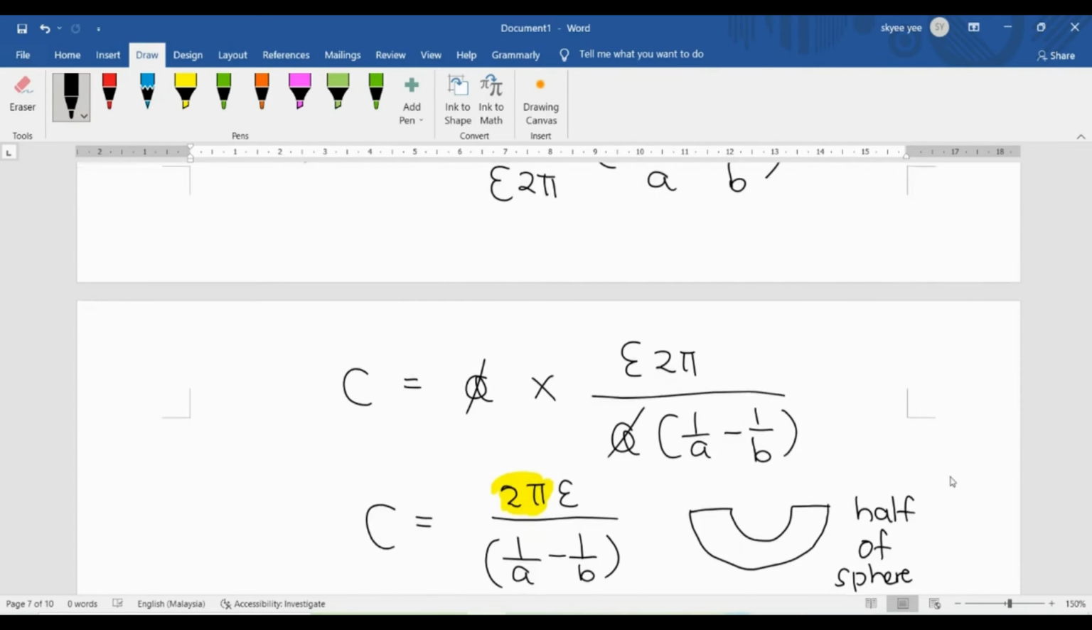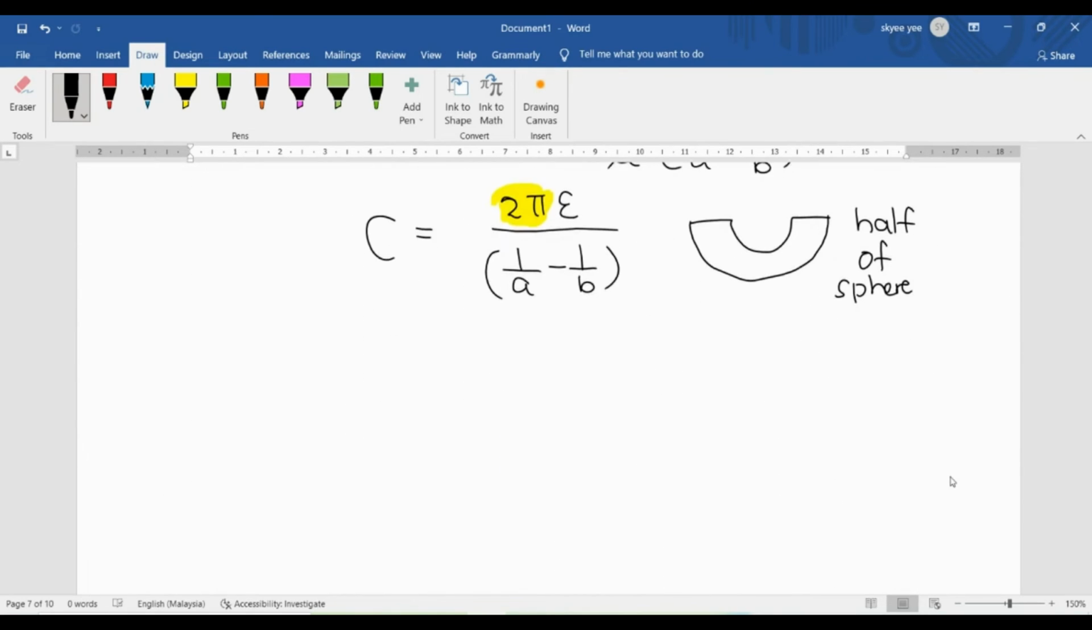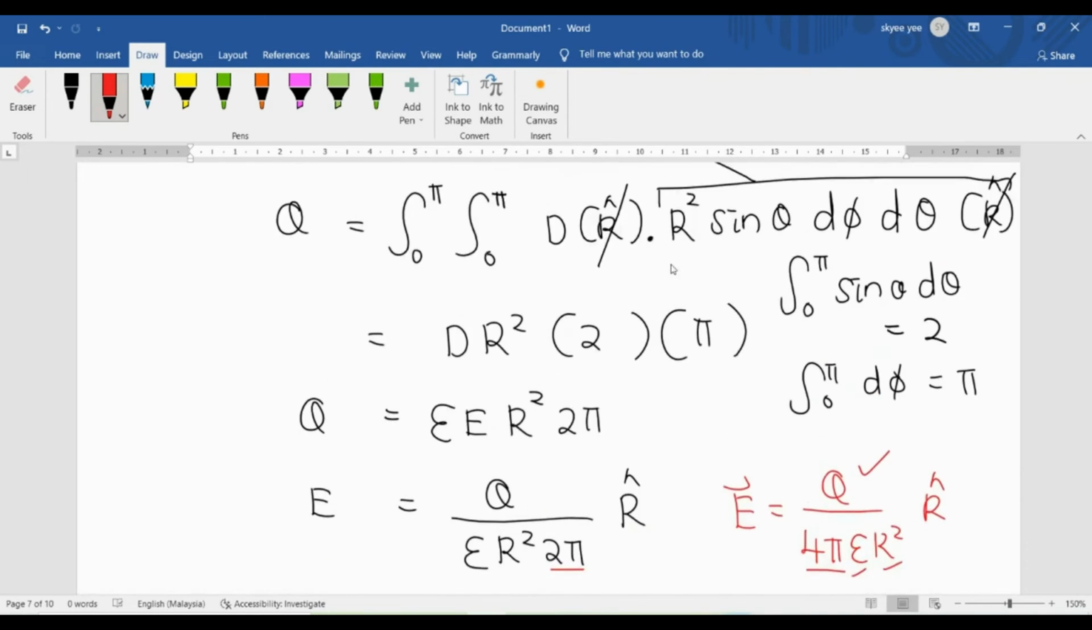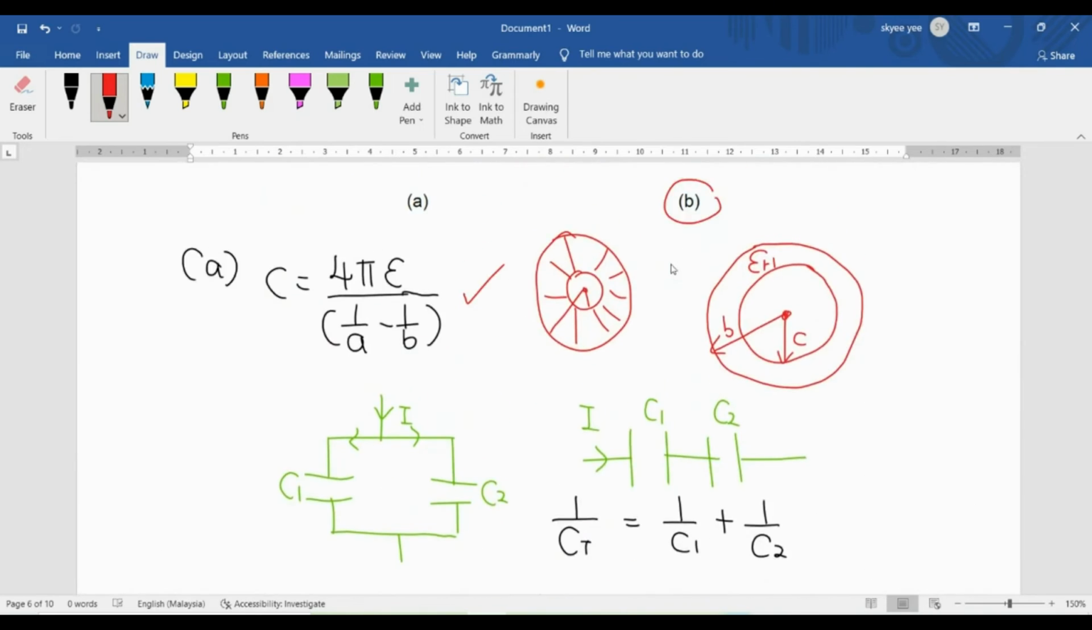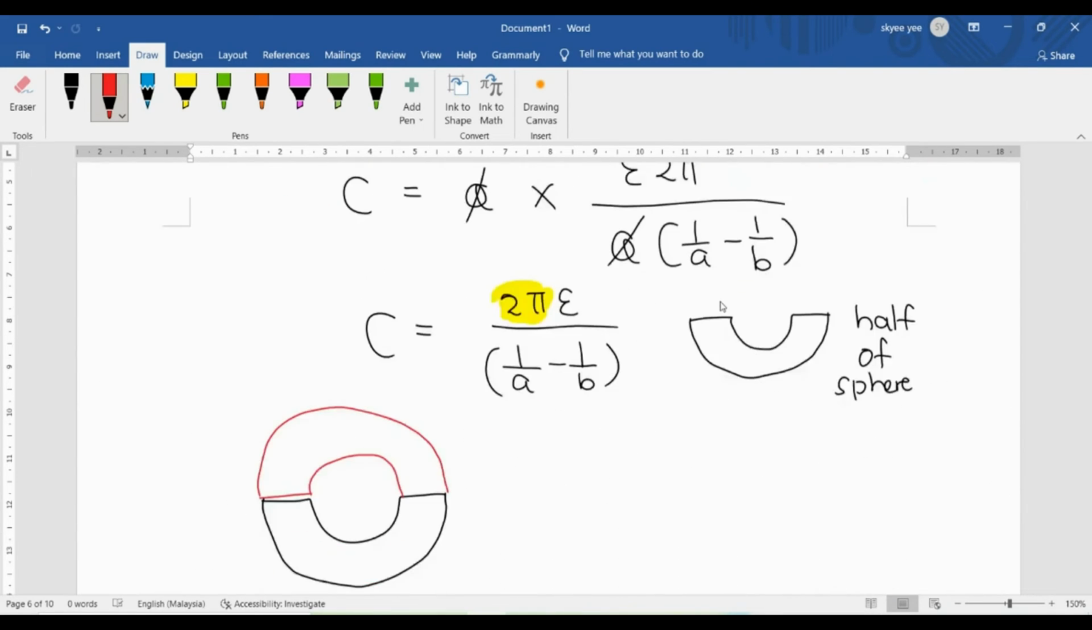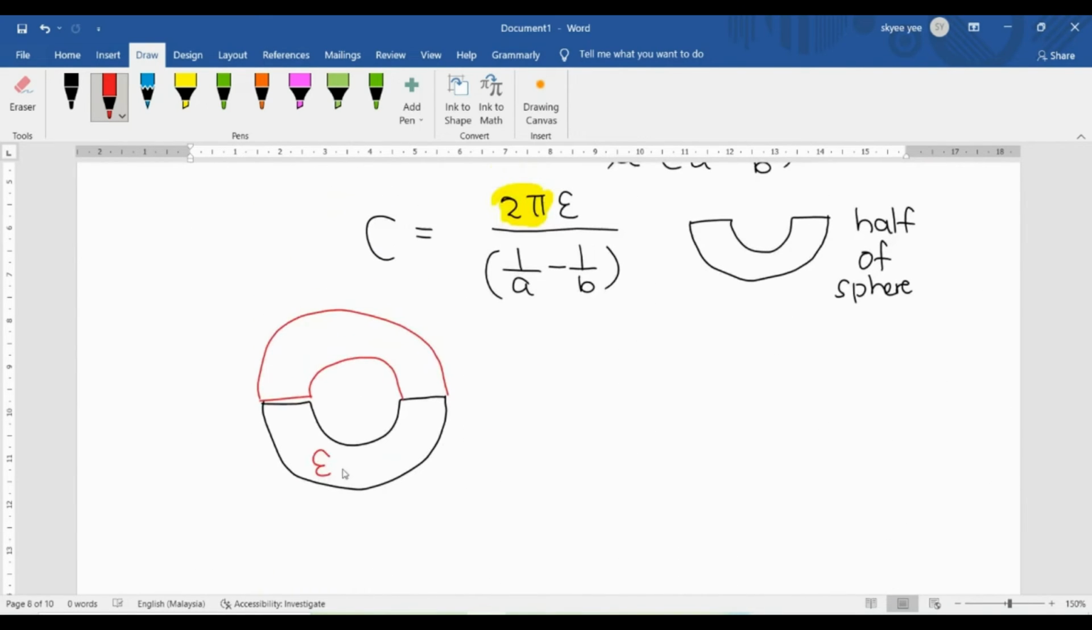Now you combine two. Imagine you have one capacitor like this, combined with the other capacitor that has a different material. One is R2, one is R1, epsilon R2, epsilon R1. So this is epsilon R1, this is epsilon R2.